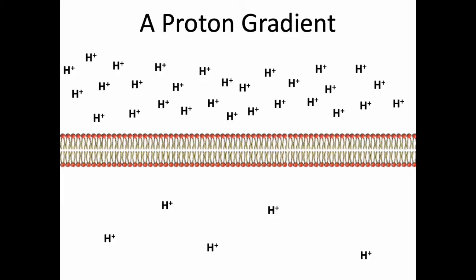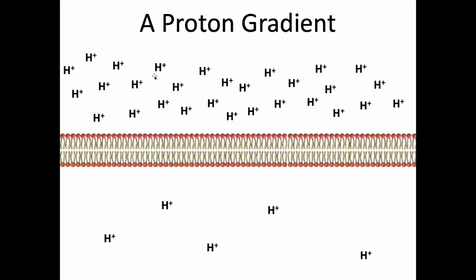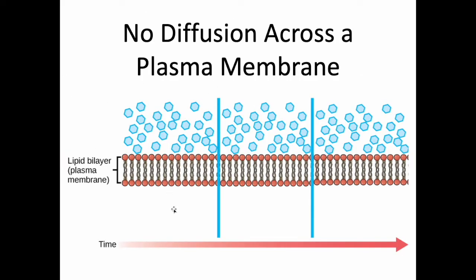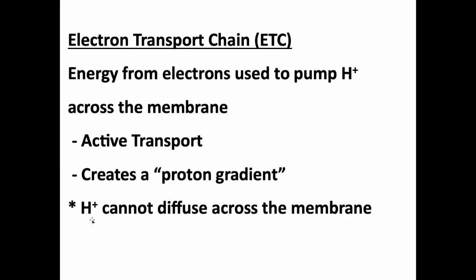Well, first I want to go back to another slide from a previous chapter where we talked about diffusion across the membrane. And I want to point out that even though H plus is very small, H plus will not diffuse across this plasma membrane. It's charged. The lipid bilayer is hydrophobic. Any protons that we pump to this side, they're going to stay there. They're not going to be able to just zip through this lipid bilayer. So very important statement here, H plus cannot diffuse across the membrane.